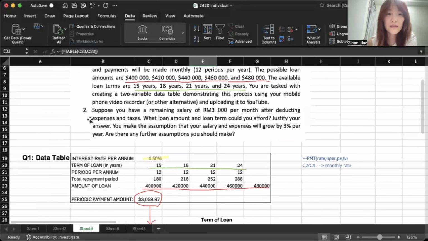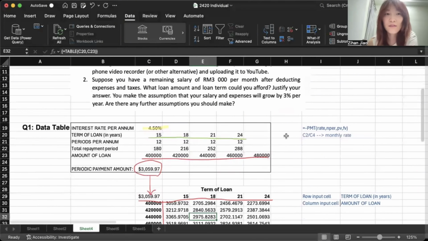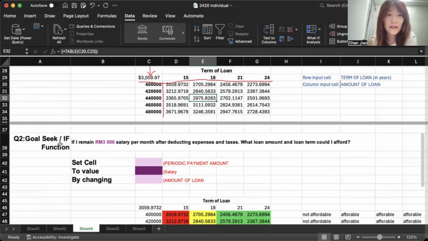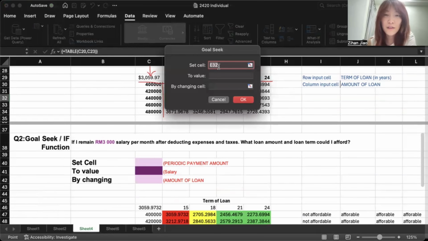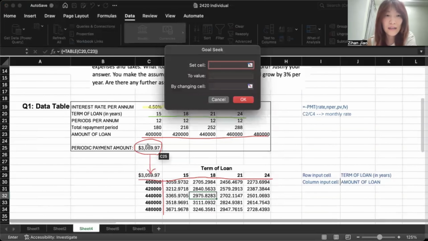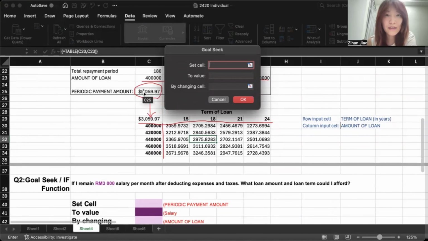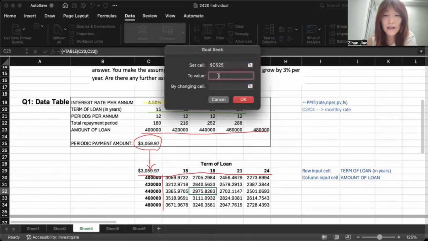So we move to question 2. Suppose we only have a remaining salary of 3,000 RM per month after deducting expenses and taxes. What loan amount and loan term could I afford? Justify your answer. We can use Goal Seek and the IF function in this question. So we use Goal Seek first. For the first, Set cell, we need to put our periodic payment amount in this cell. And the To value is our salary, 3,000, and the changing cell is our amount of loan.